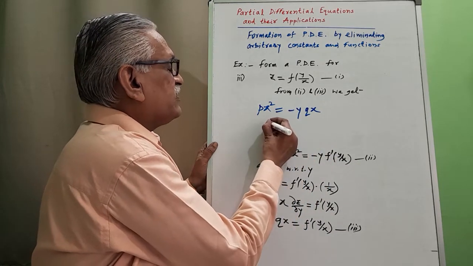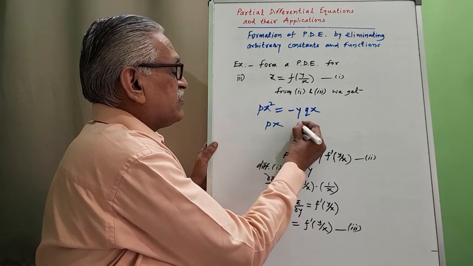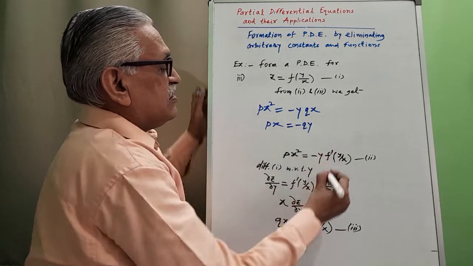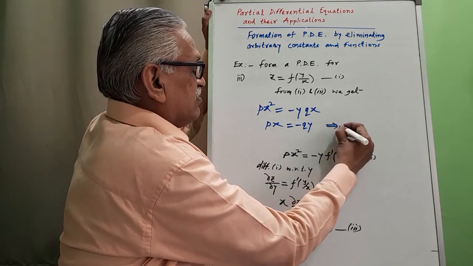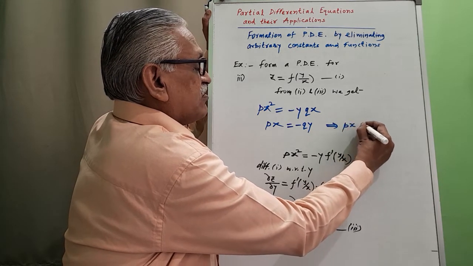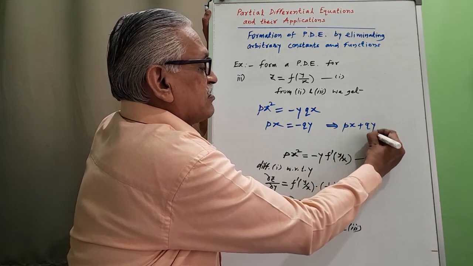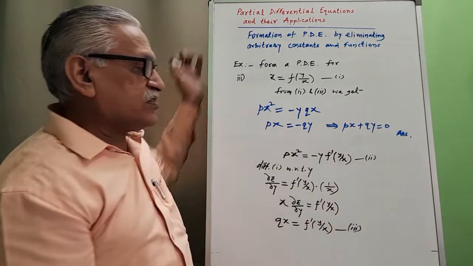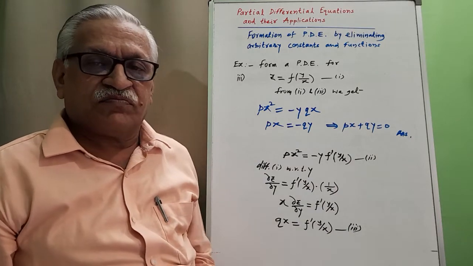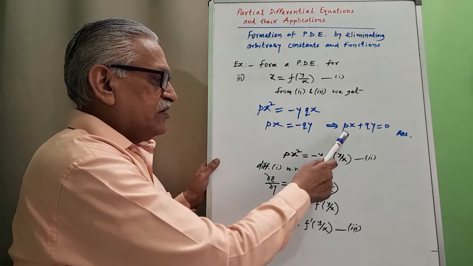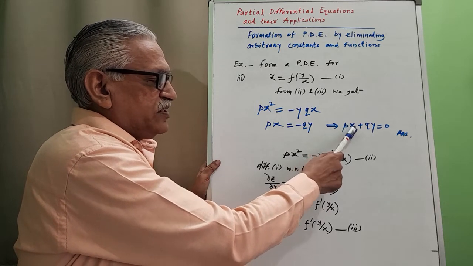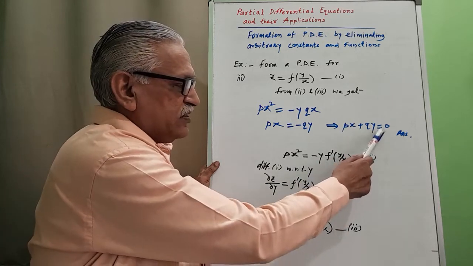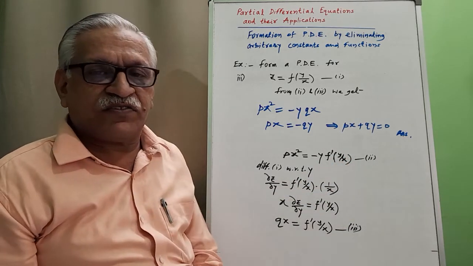One x cancel, we get px is equals to minus qy. It implies px plus qy is equals to 0 as the required partial differential equation. P means ∂z/∂x, therefore it is x ∂z/∂x plus qy, but q is nothing but ∂z/∂y into y as the required answer.